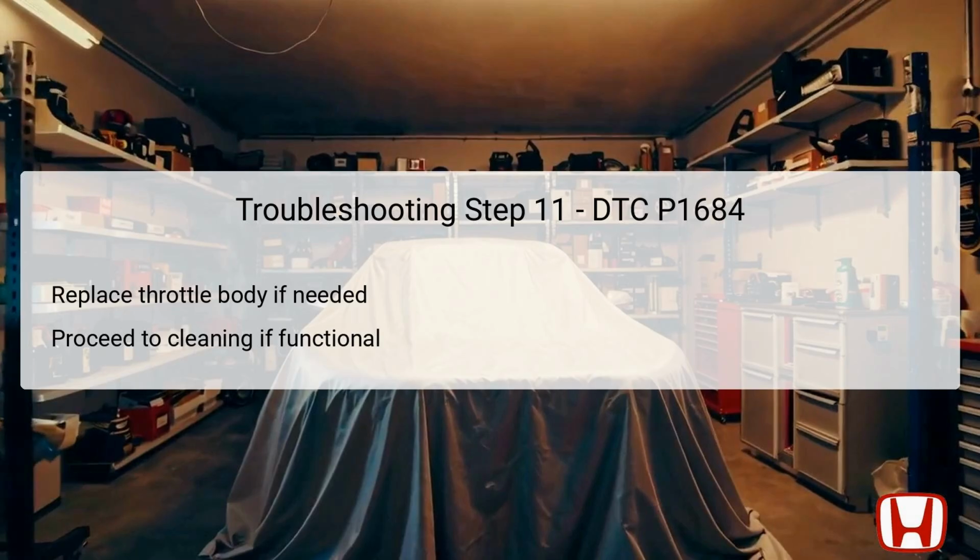Conversely, if the throttle valve returns correctly, the next action should be to clean the throttle body thoroughly. Ensuring all dirt, grime, and carbon buildup is removed can be vital for the proper operation of the throttle valve, and is often a necessary maintenance step to prevent recurring issues represented by DTC P1684.